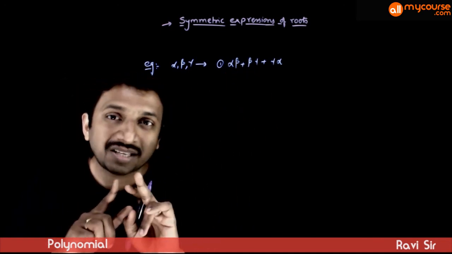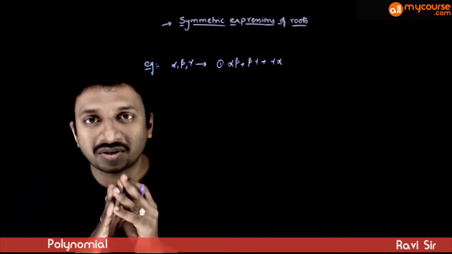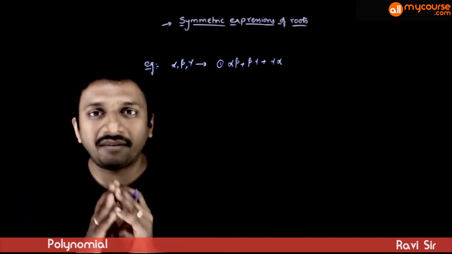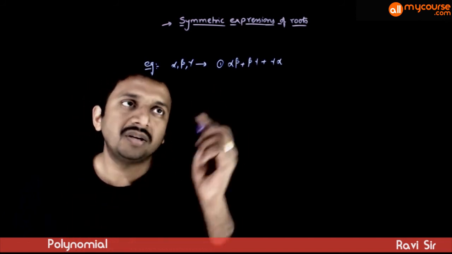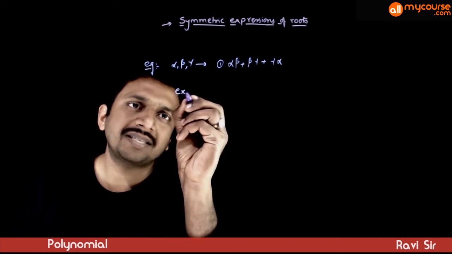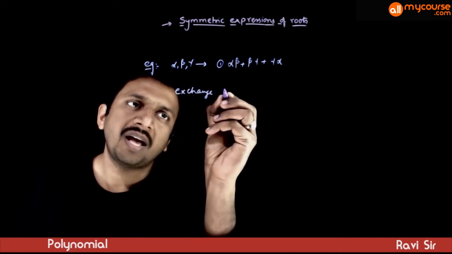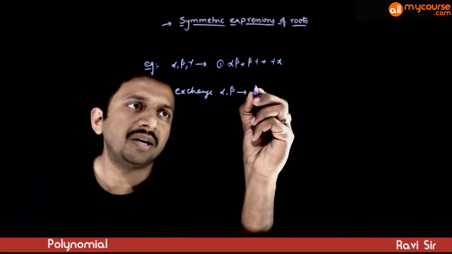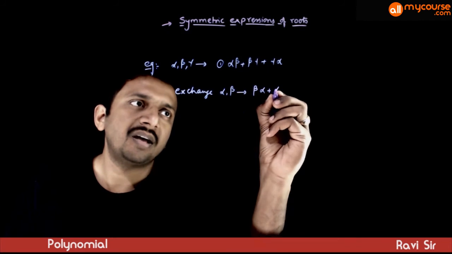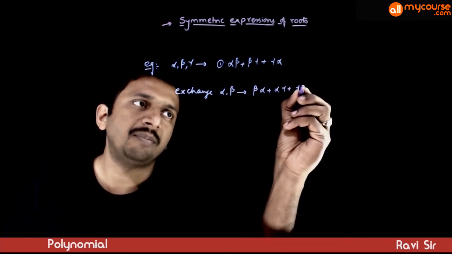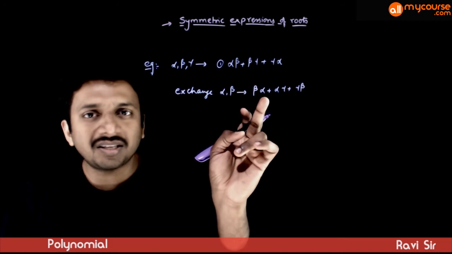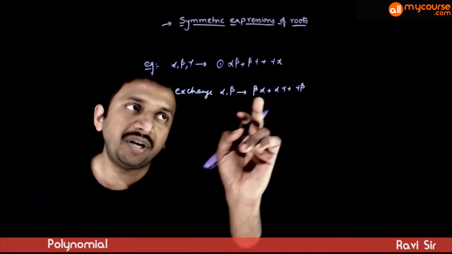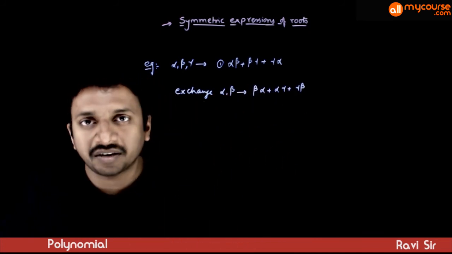And even if you exchange any two roots, that is, in the place of alpha you write beta, in the place of beta you put alpha. So let us see what happens. So if you exchange alpha and beta, so what does the expression become? Beta alpha plus alpha gamma plus gamma beta. So do you see that this expression is exactly same as this expression? Yes. Alpha beta plus beta gamma plus gamma alpha again.